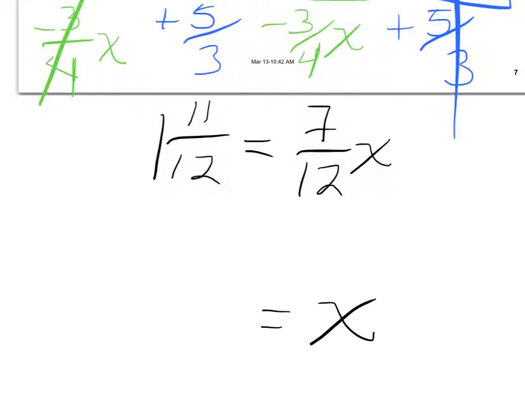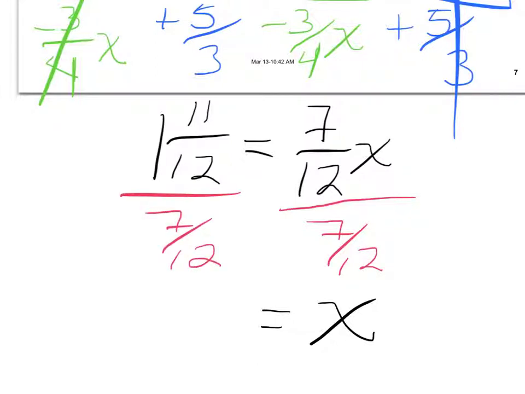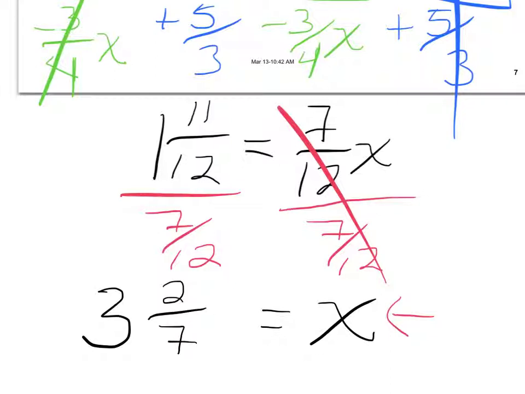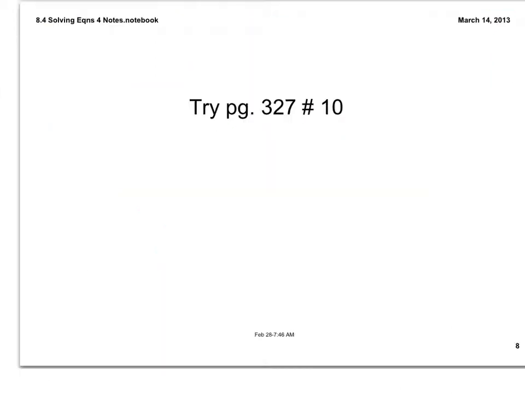So final step now is to have x on its own, and you've done this plenty of times by now to know that you will divide by 7/12, divide by 7/12, leaving you with just x on the right. So your final answer is 3 2/7. Last part before we get to problem solving, again in your textbook, same page, work through number 10, A, B, C, and D. Again, pay particular attention to 10D, and please check your answer.